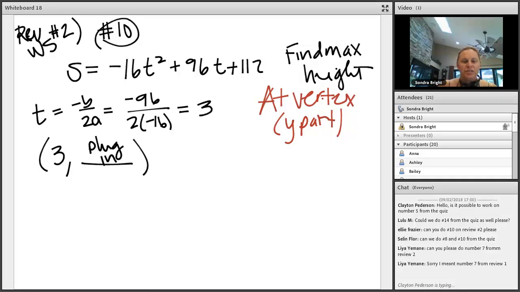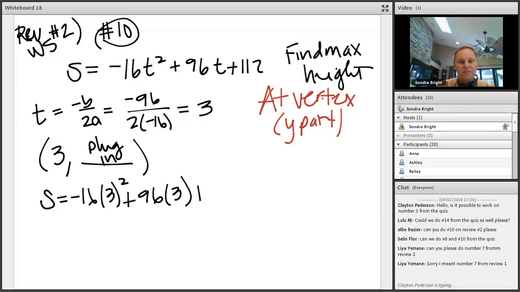Plug it into your equation to get the y part. And so your s would equal negative 16 times 3 quantity squared plus 96 times 3 plus 112. And that's going to give you 256. That is going to be your max height.